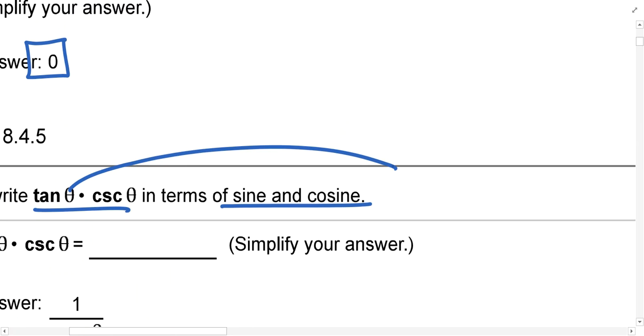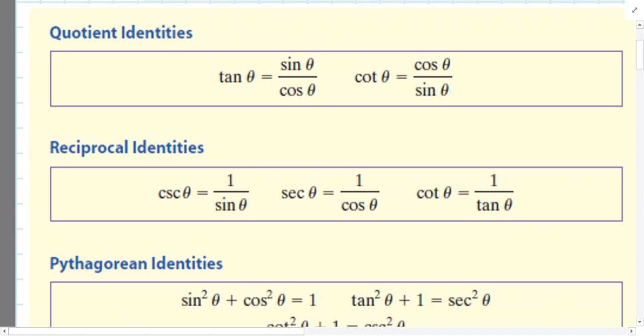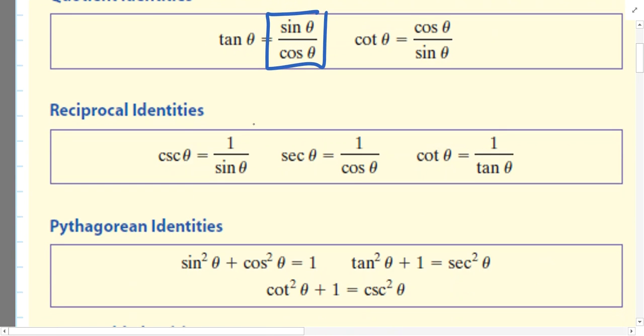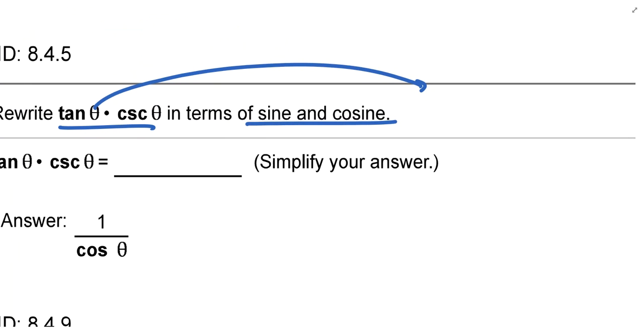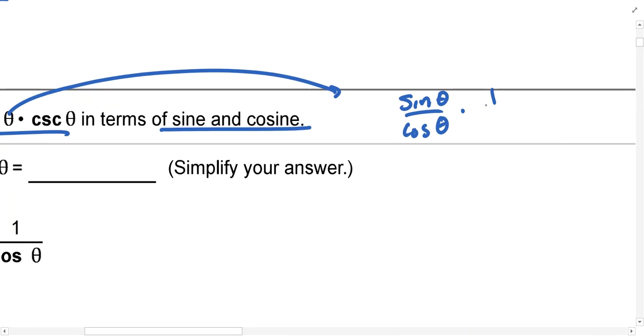So in terms of sine and cosine, again, I'm using these trig identities from before. Tangent is the same as sine over cosine, and cosecant is the same as 1 over sine. So with those two identities, I can now rewrite this expression, and it'll look something like this. Tangent turns into sine theta over cosine theta. Cosecant turns into 1 over sine theta.